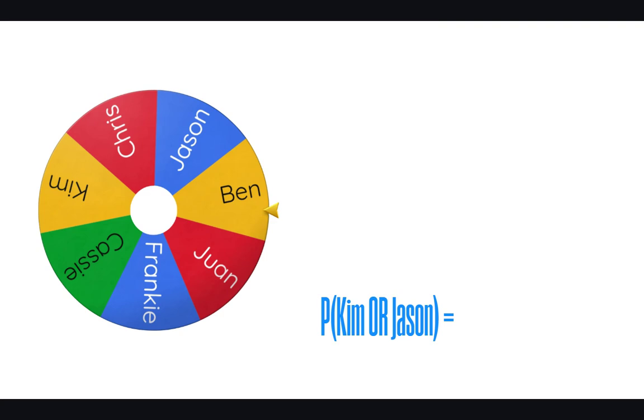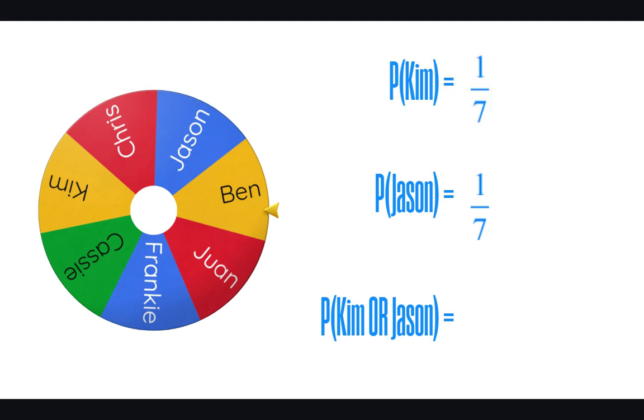Of those 7 names, how many of them are Kim? 1. So the probability of the wheel landing on Kim is 1/7. Of those 7 names, how many are Jason? Also 1. So the probability of the wheel landing on Jason is 1/7.